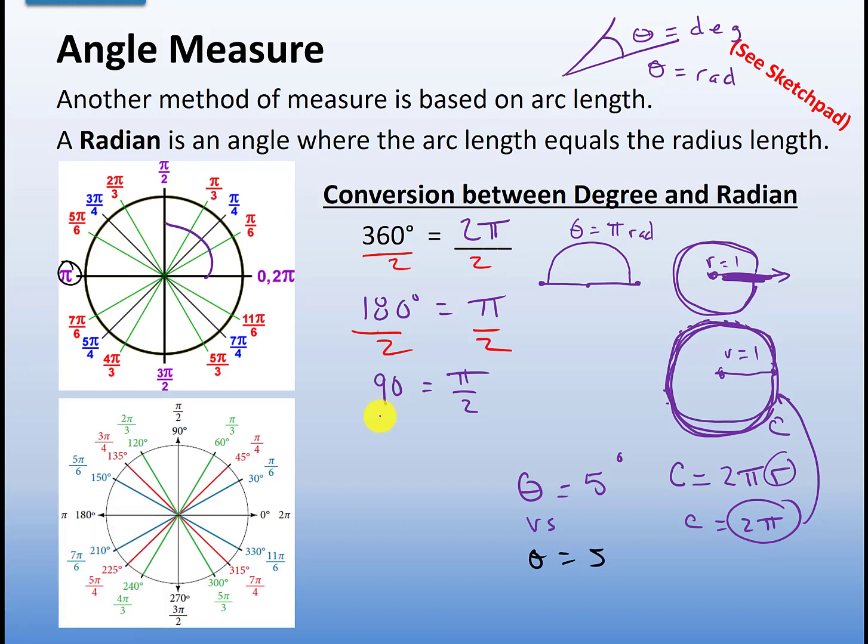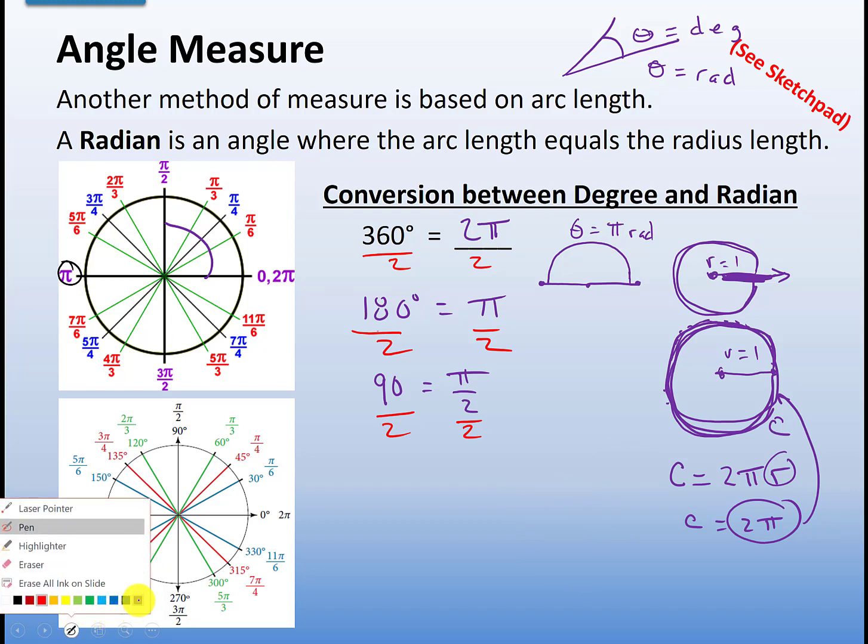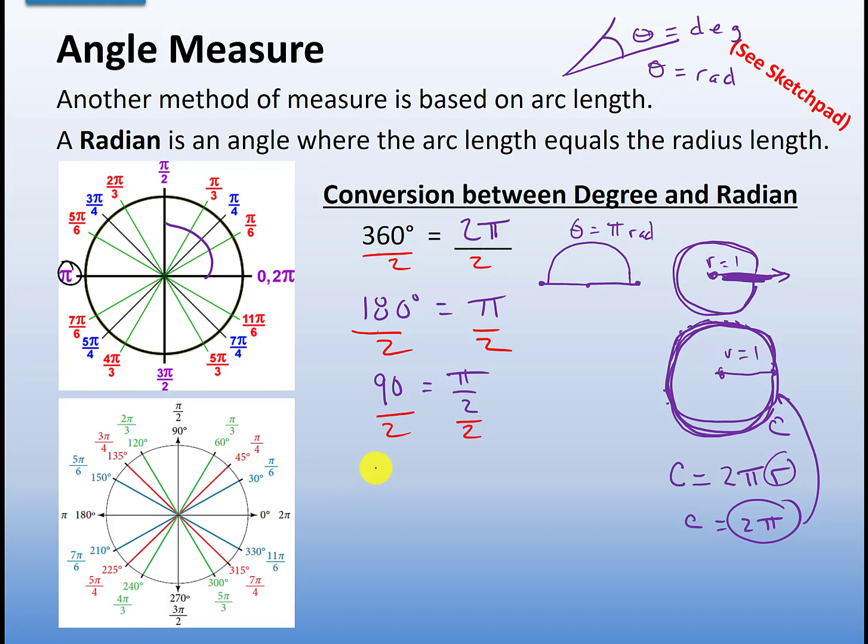I hope it helps you get more intuition if I divide by 2 again. Sorry, I said that wrong. 90 divided by 2 is 45, and pi halves divided by 2 is pi fourths. So if we do a 45-degree turn, that's this one here, it's the same as a pi fourths angle.